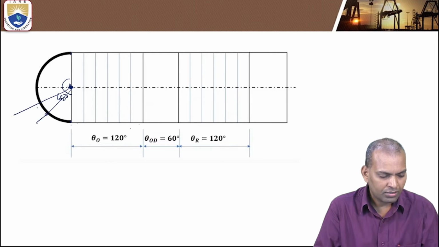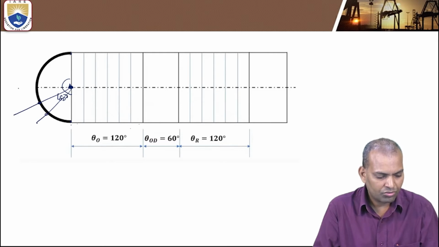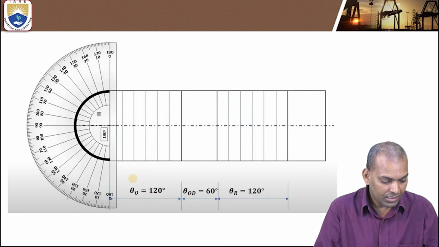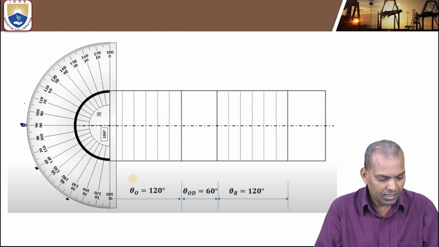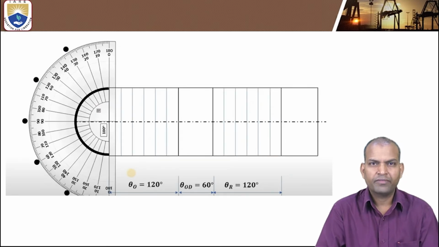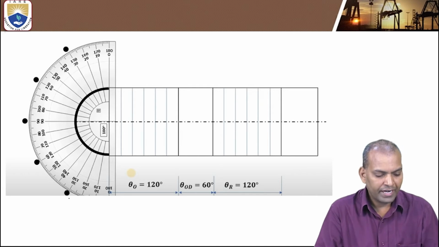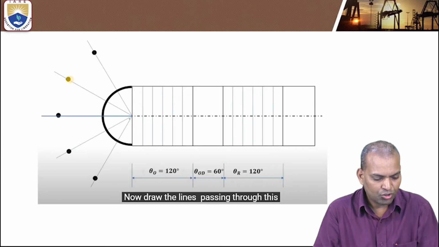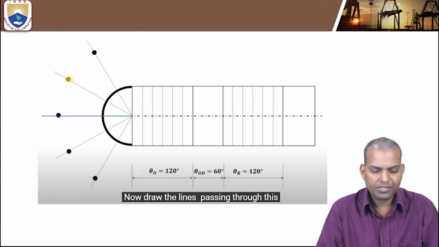This is part 1, part 2, this is 3, 4, 5, 6. Total 6 parts with the help of a protractor. In the protractor, this is one part. 30 plus 30 is 60, it is 90, 90 plus 30 is 120, 150 and 180. So these are the parts you divided. After dividing, join all these lines, like a sunrise.